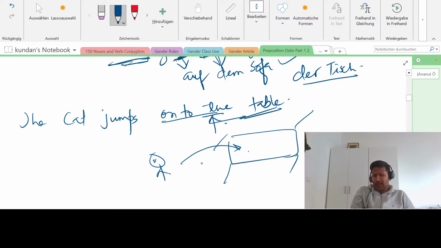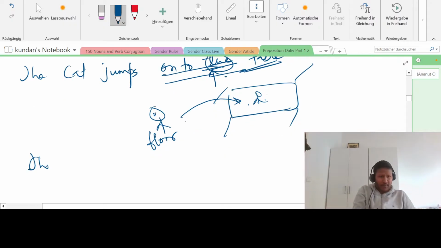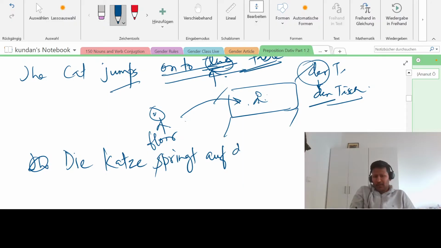So is there a movement? Of course there's a movement, because the cat was not on the table. The cat was on the floor. So now this is a movement. So this is accusative. This der will change according to accusative rule. Let us see. Now die Katze springt auf, and this der in accusative, der Tisch will become what? Den Tisch, right? Den Tisch. Only what changes in accusative? Only masculine changes to den. Remaining everything will be same. So this is auf den Tisch.